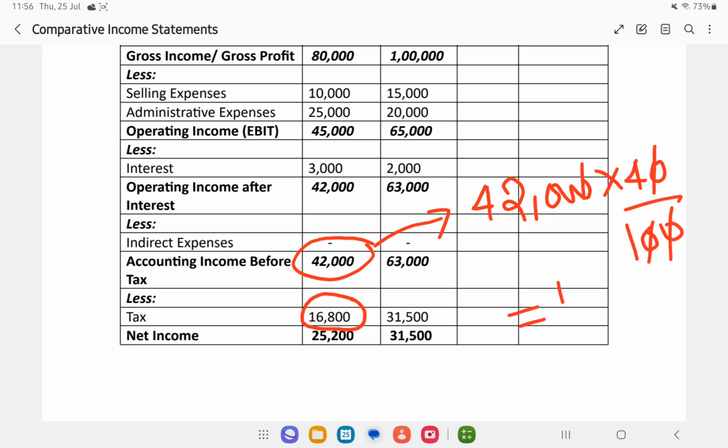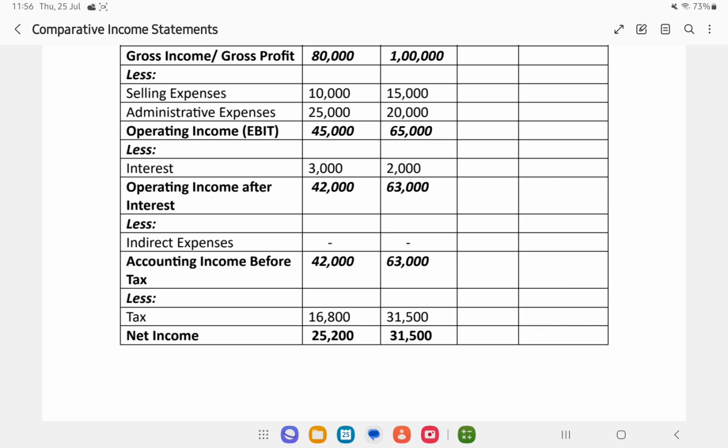We will get the answer 16,800. Similarly, it was given in the year 2016. In the year 2016 the percentage of income tax was given as 50%. Everybody knows that 50% means half. So you needn't calculate anything. Just take the half of this as income tax and the other half will be the net income.